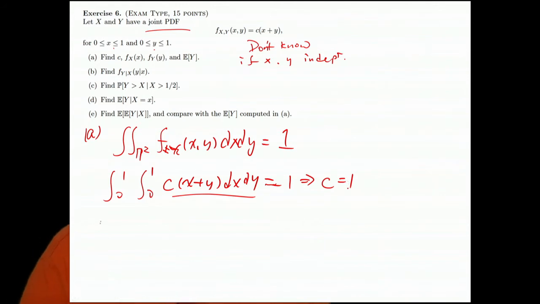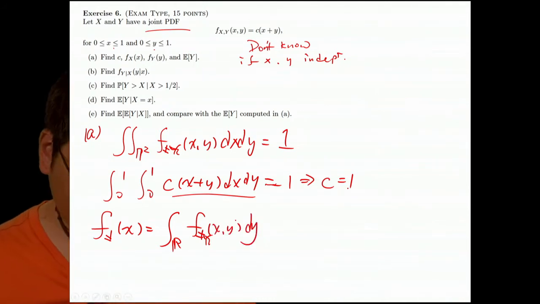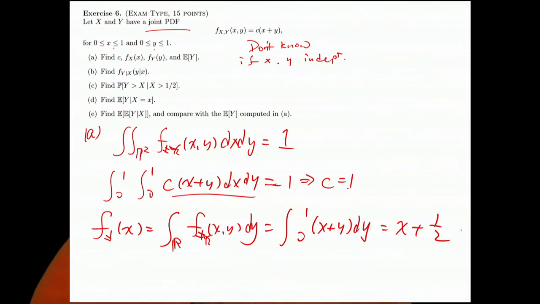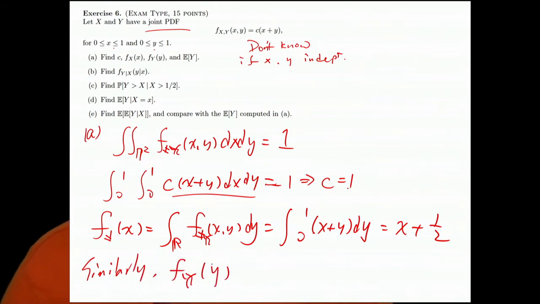So since c equals 1, I can find the marginal PDF of x. For the marginal PDF of x, I just integrate the joint PDF of x and y and integrate y out. So the marginal PDF of x is x plus 1/2. And similarly, you can find the marginal PDF of y is also y plus 1/2.